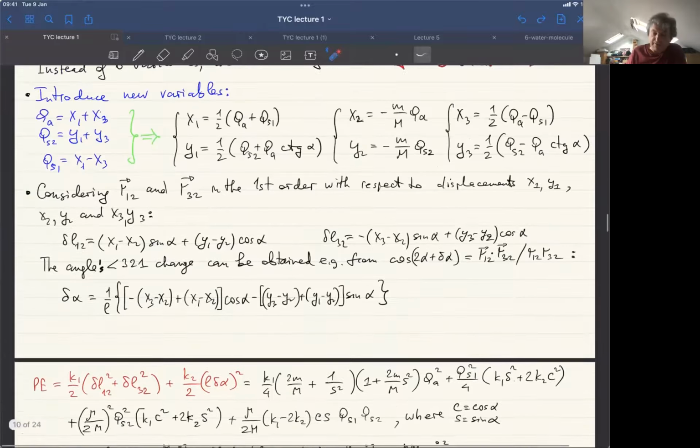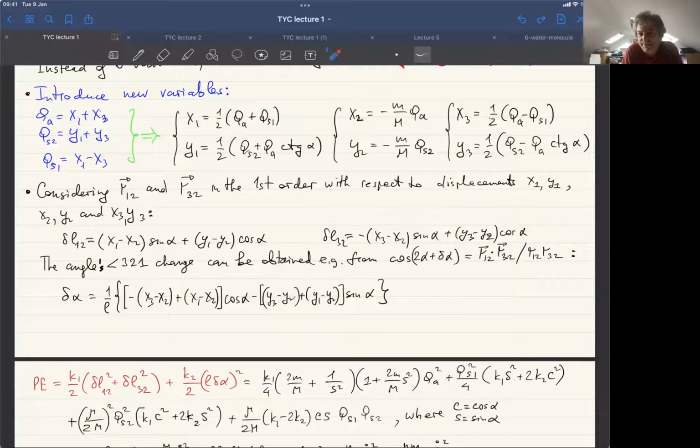Of course, if you derive an exact expression for them, they won't be linear. They will contain square roots because you have to write the length. But in order to keep only linear terms, you arrive for the length at this formula, and for the alpha at this formula. And you see, they're all linear.